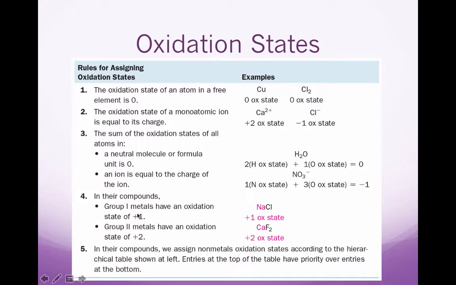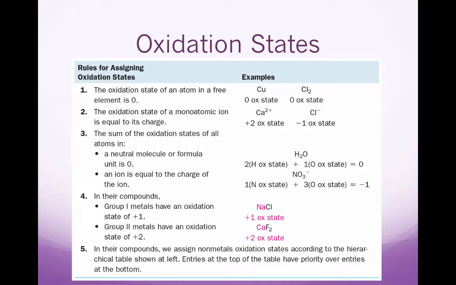The next rule is that in their compounds, group 1 metals have an oxidation state of +1. So sodium in sodium chloride has an oxidation state of +1. The second rule is group 2 metals have an oxidation state of +2. So in calcium fluoride, the calcium in this ionic compound has an oxidation state of +2.